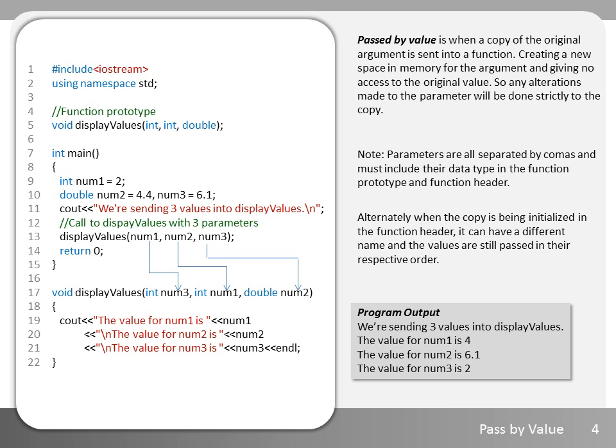Now in the prototype, remember that the second argument being passed was changed to an integer. In the function header, the declaration for the second argument must be exactly the same as in the prototype. So if it's not declared as an integer, the program will not run. By now, you'll also have noticed that the names have changed. num3 now holds the argument of num1, num1 holds the argument of num2, and num2 holds the argument of num3. And when printing the following message inside displayValues, it will read, the value for num1 is 4, the value for num2 is 6.1, and the value for num3 is 2.